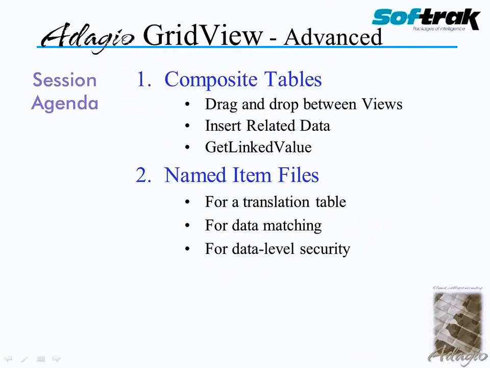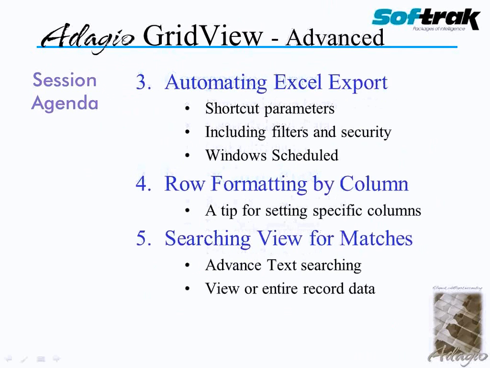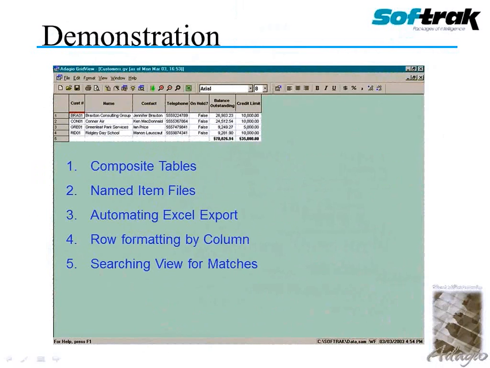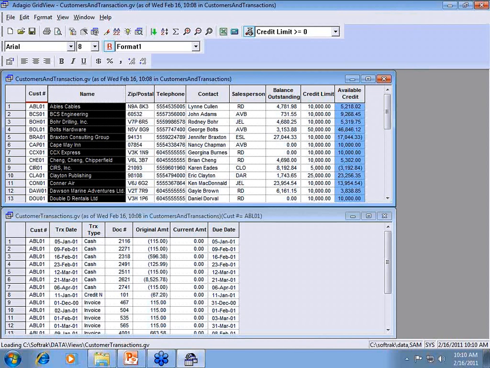Okay, so again, we'll just highlight what we're going to be doing today. We're going to be covering the composite tables. We'll talk a little bit about named item files, and we'll talk a little bit about automating to export. And as time permits, we'll talk about doing specialized row formatting by column. We're also searching views for special matches, not just for specific fields, but also for other places in your record or review. So I apologize for not clicking the play button.